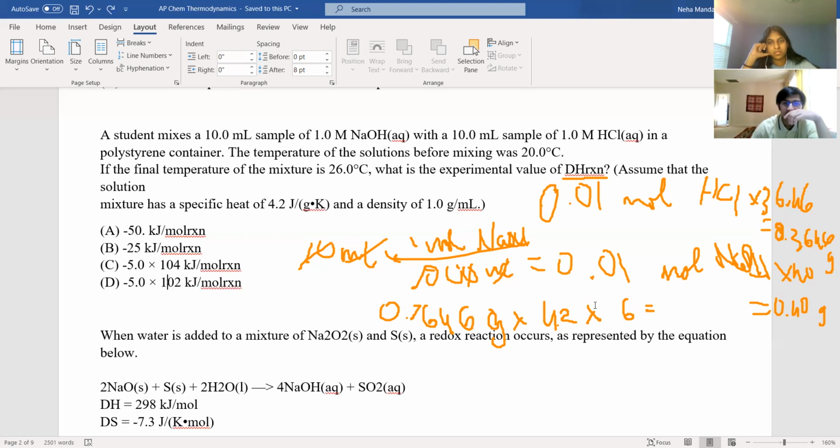So you just have to use the density? I think so. But the density doesn't match either. I don't really know what to do about that. So if you do 20 times 4.2 times 6, that is 504. If you convert that into kilojoules, that's 0.5, and that doesn't match any of them either.